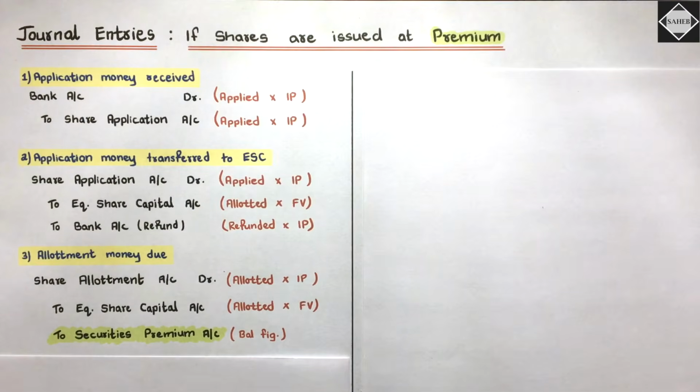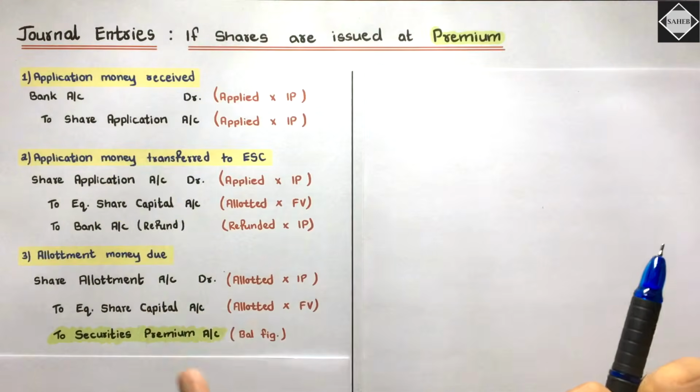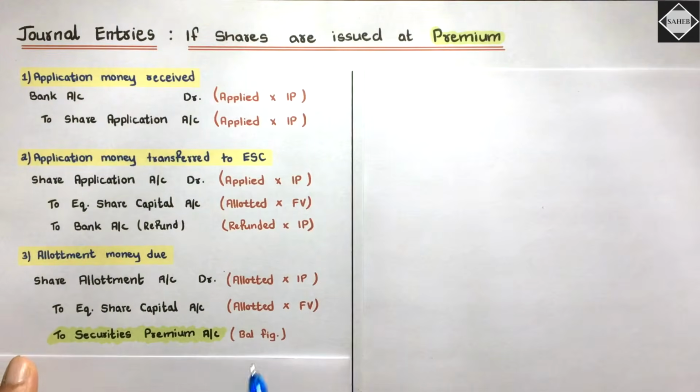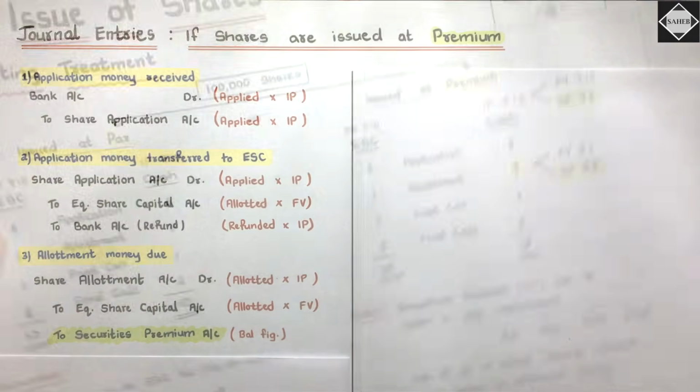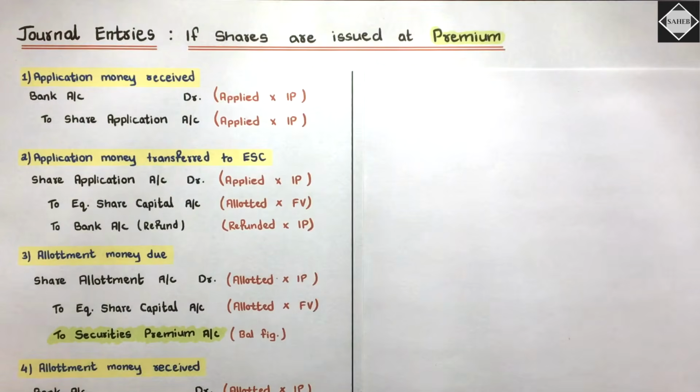So always remember, you will take this as a balancing figure. Like you understood that share allotment is 9 lakh, allotted into IP. Out of that 9 lakh, you understood 1 lakh has to go to equity share capital account. The remaining 8 lakh will go in securities premium. Is that clear? Always take it as a balancing figure so that you will not make any mistakes. Right. So we have made the allotment money due. Then the money will come.